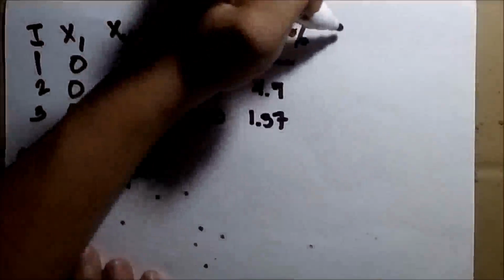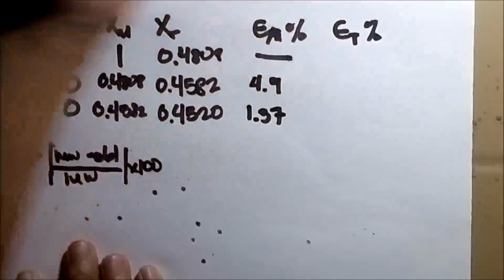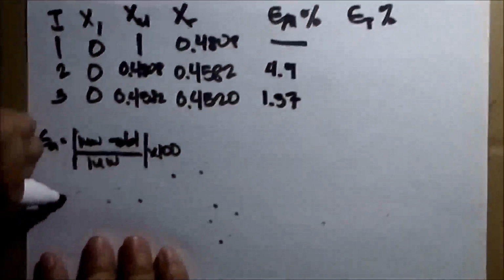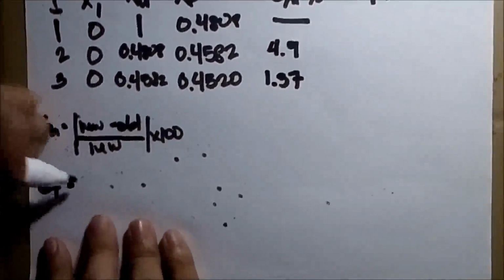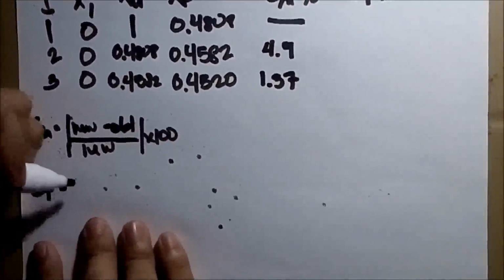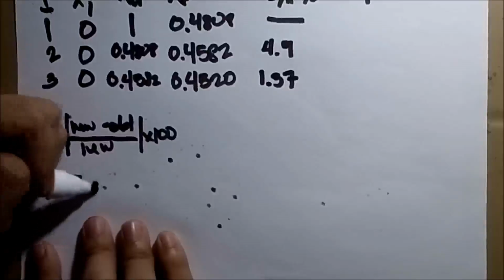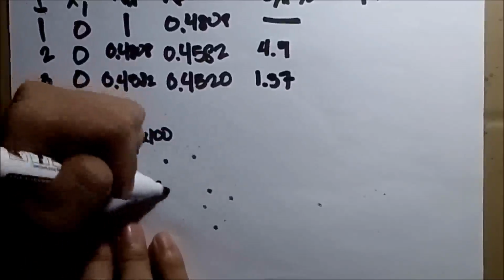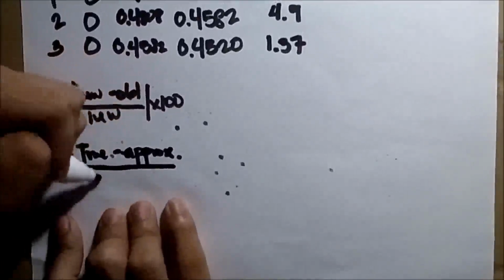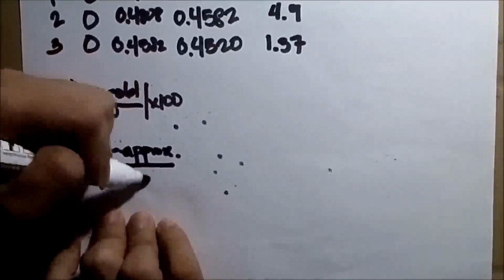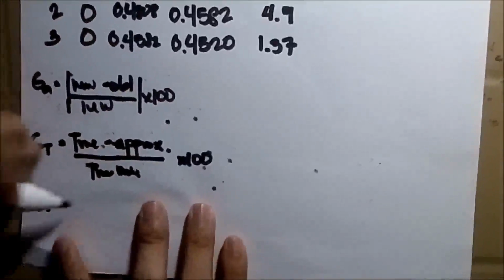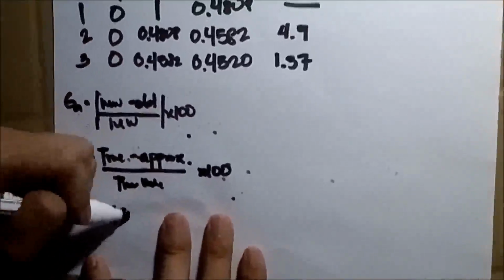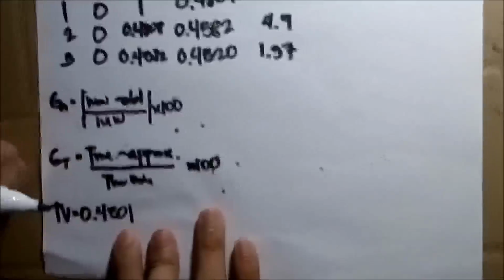In solving the true error, it equals true value minus approximate value, over the true value, times 100. The true value is 0.4501, as obtained when we solve it with the calculator.